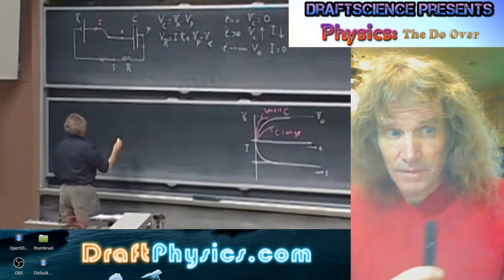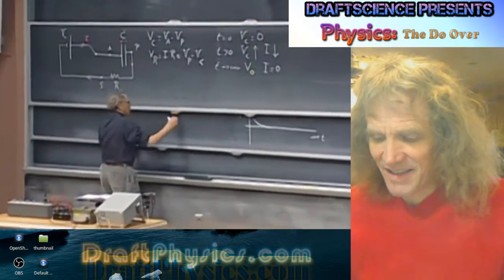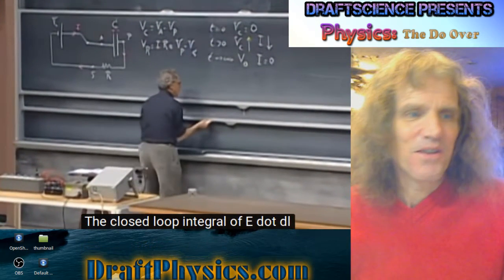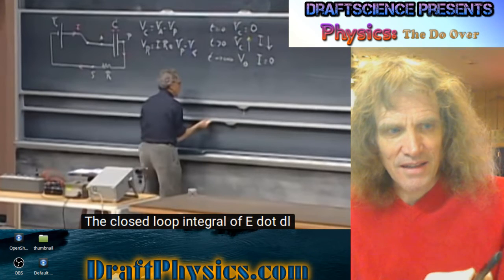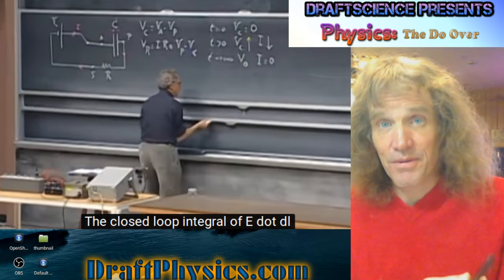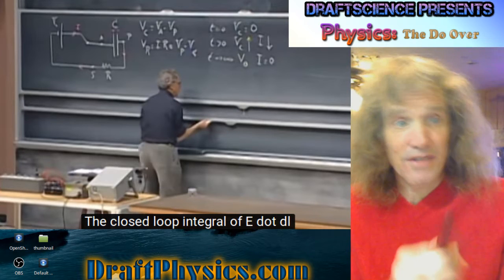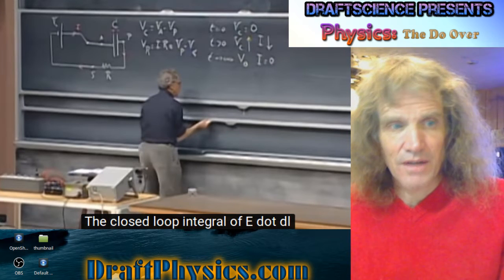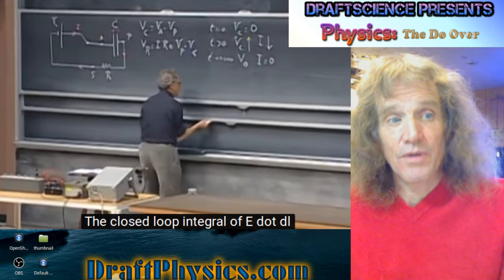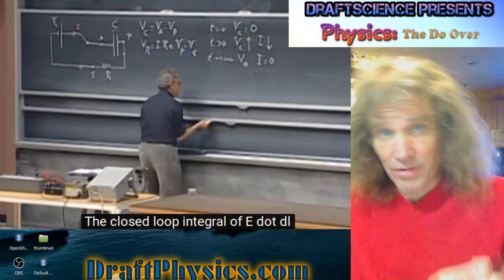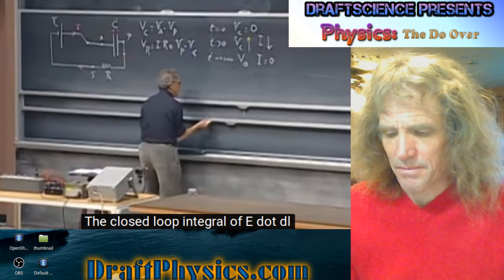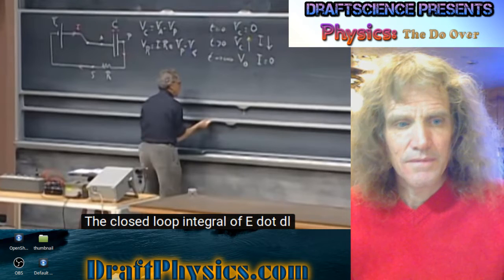The closed loop integral of E dot dl happens to be... I mean, the correct way. I think the correct way is to just understand that the voltage and the current are real things. It's a real potential change happening across the wire, that the capacitor stores the potential, and that there's some limit to how much potential the capacitor can store. I think that's the right way.